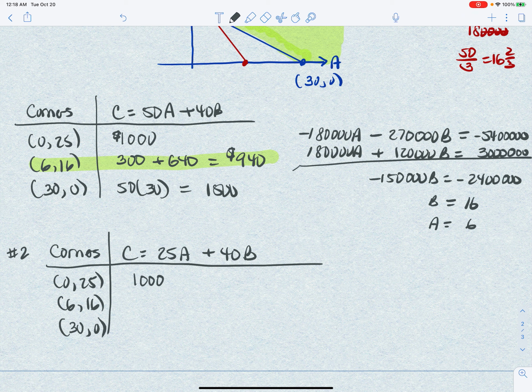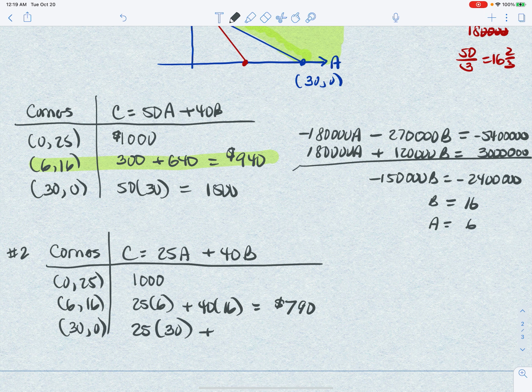So if that's 25, we have 25 times 6 plus 40 times 16. That's 150 plus 640, which is 790. So still smaller. But then we have 750 from the corner point (30, 0). So that changes our answer drastically. This is saying don't even bother with insurance policy B. Get 30 units of A and you're covered and you've spent the least amount that you can.